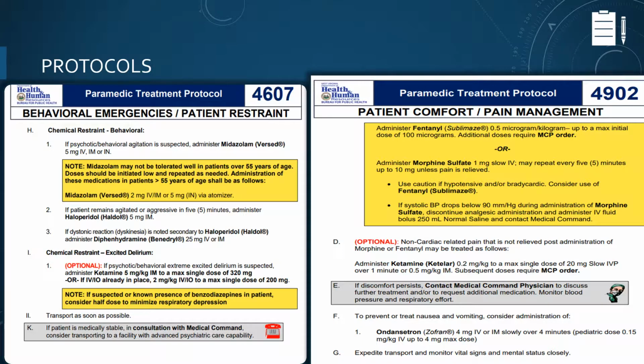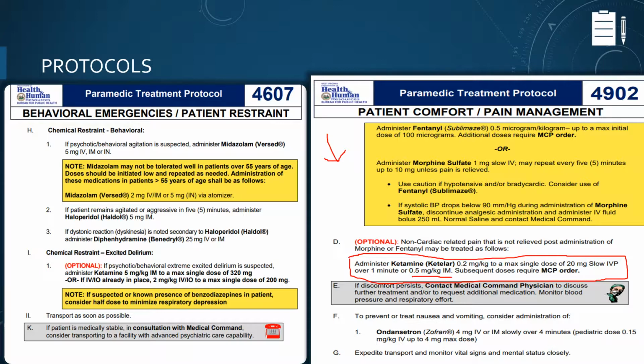Okay, we're going to review the protocols. We're going to start with the patient comfort and pain management protocol. You can see here that after you've given a dose of fentanyl or morphine, then if it's non-cardiac related pain, we can do some ketamine here, and that is a standing order. So 0.2 per kilo up to a max single dose of 20 milligrams, slow IV push over 1 minute, or 0.5 milligrams per kilogram IM. Subsequent doses require MCP order.